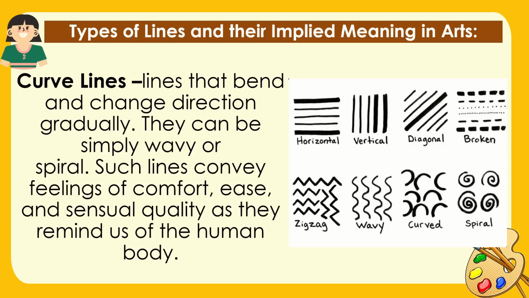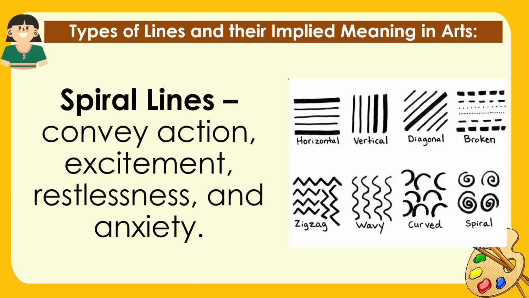Curved lines. Lines that bend and change direction gradually. They can be simply wavy or spiral. Such lines convey feelings of comfort, ease, and sensual quality as they remind us of the human body. Spiral lines convey action, excitement, restlessness, and anxiety.